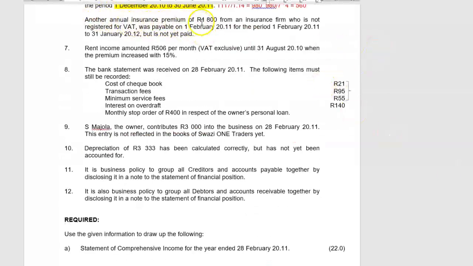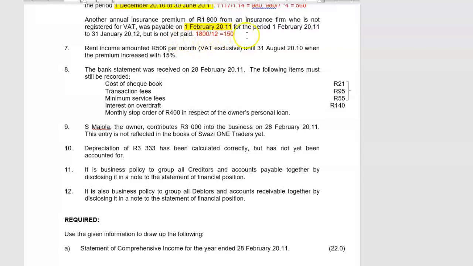Another annual insurance premium of 1,800 Rand from an insurance firm not registered for VAT was payable on 1 February 2011 for the period 1 February 2011 to 31 January 2012, but it has not yet been paid. Now, what is the expense that actually belongs to the current financial period? The expense that belongs to the current financial period is 1,800 divided by 12 equals 150. So it is only for the month of February. We haven't paid it as yet. We haven't done anything with that as yet.